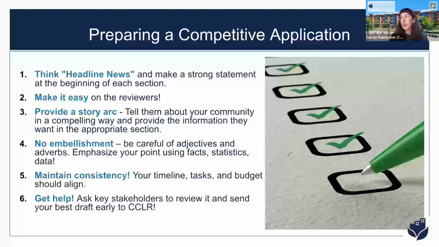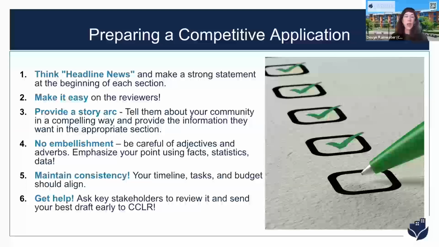You want to make a strong statement at the beginning of your section that's succinct. You want to have it easy to read, provide an enthralling story arc, building out your narrative. And instead of embellishing with flowery language or assumptions, you want to really emphasize facts and statistics are a huge benefit to your application. And you also want to maintain consistency between, for example, your timeline and your budget, as well as your work plan and your budget. All of those things should really align.